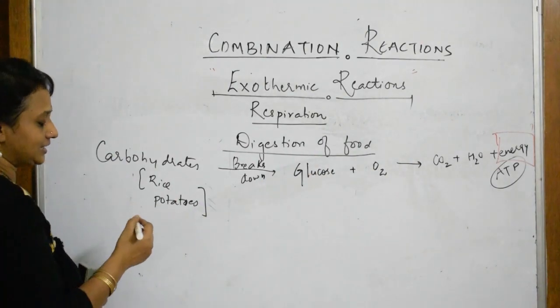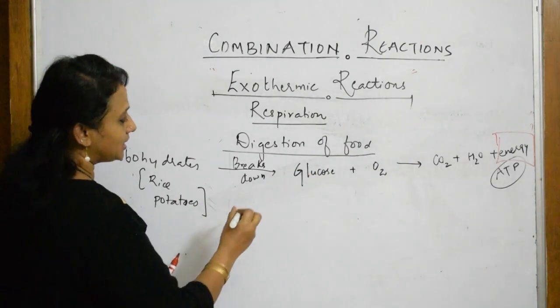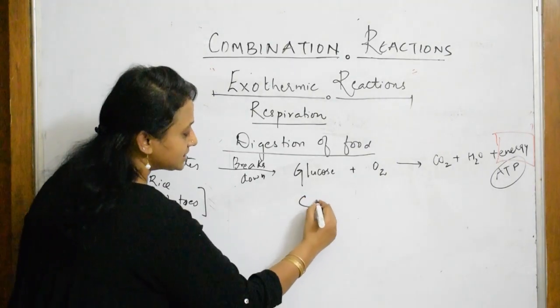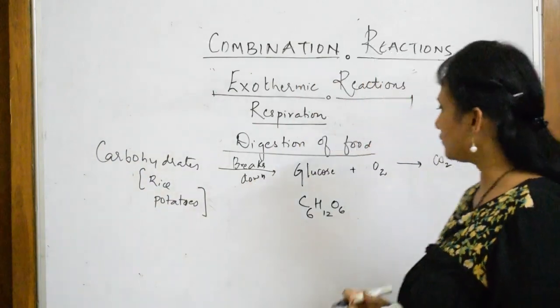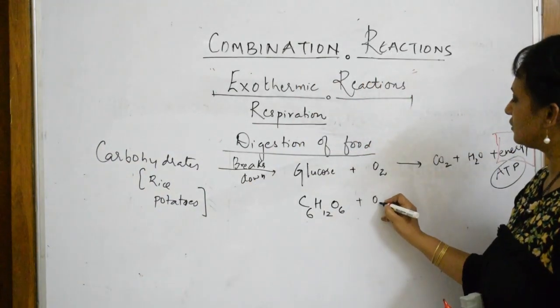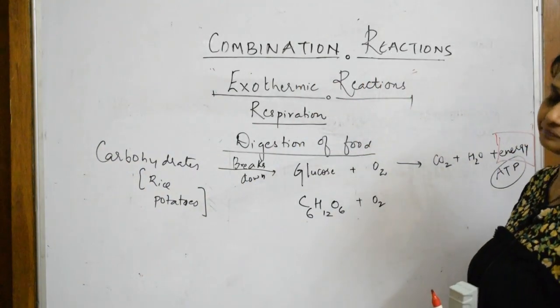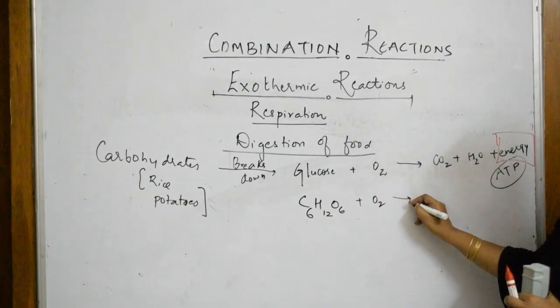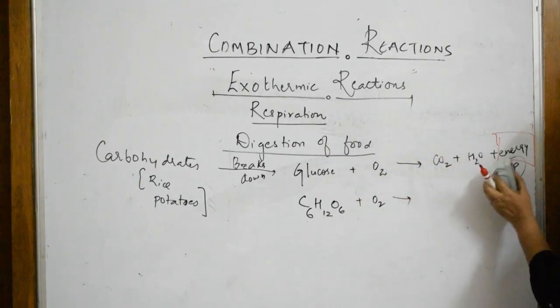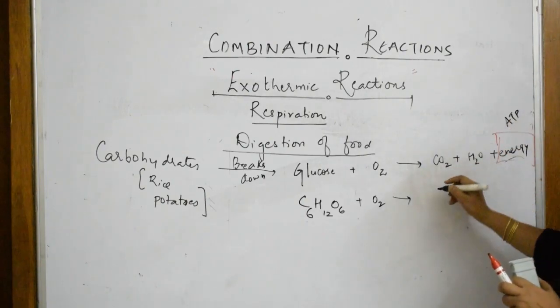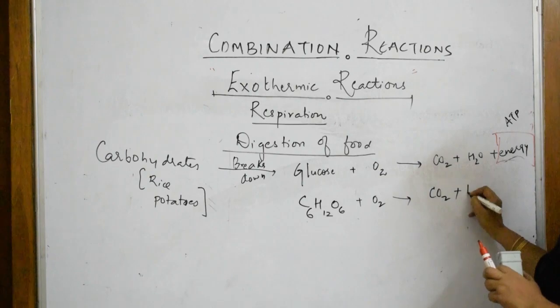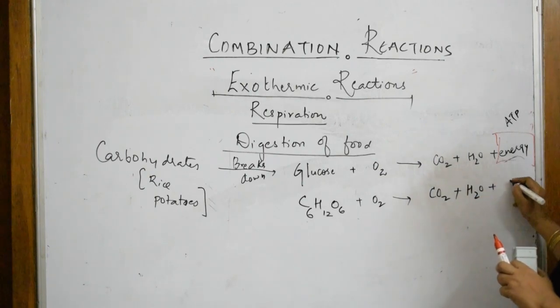Now let us write the reaction. The glucose formula, here I am writing C6H12O6. Then it's going to combine with oxygen, from where? From the cells, and as I said, it's going to get converted. I'll take out this ATP from here. I don't have place, I'll write here. It's going to form carbon dioxide, water, and energy.